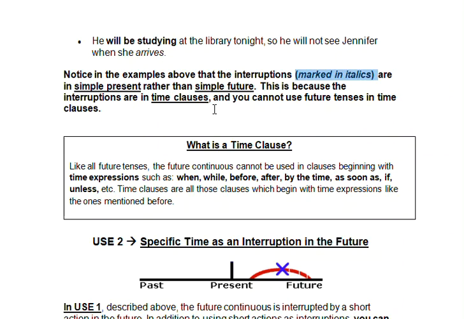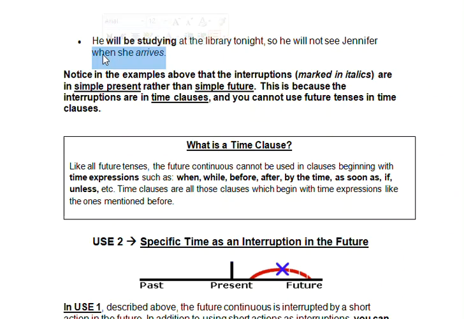Las interrupciones que están en los ejemplos anteriormente mencionados están en el presente simple en vez de estar en futuro simple. ¿Ya? Por ejemplo esta, when she arrives. This is because the interruptions are in time clauses. Esto es porque las interrupciones están dentro de unas oraciones que se llaman time clauses, ¿ya? Oraciones de tiempo. And you cannot use future tenses in time clauses. Y no se pueden ocupar los tiempos futuros en oraciones de tiempo. Ahora, ¿qué es una oración de tiempo? What the heck is a time clause?